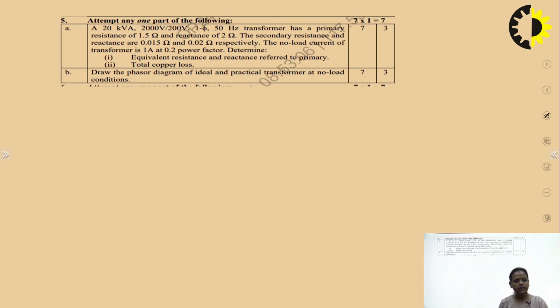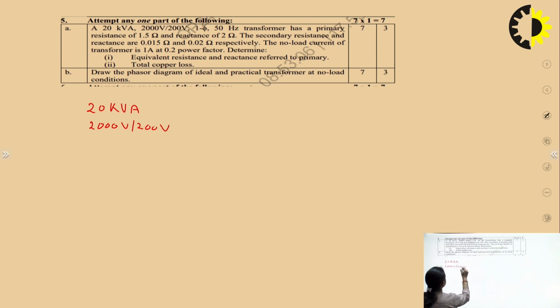So first we will write the given values. The rating is given for the transformer, 20 kVA. The ratio is given 2000 volt by 200 volt, which is always given as primary to secondary ratio. And the frequency is 50 Hz.